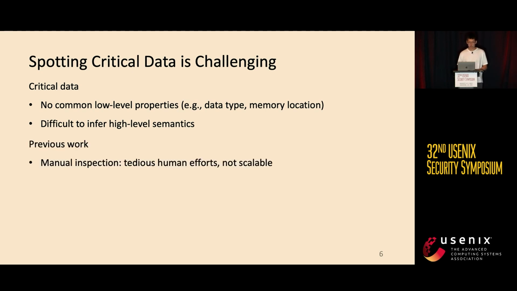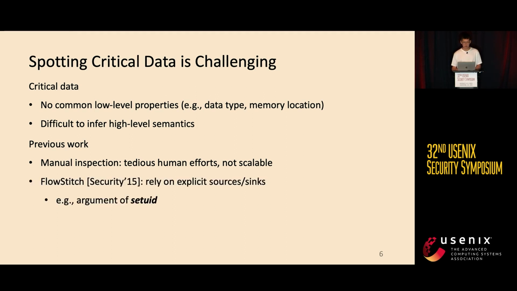In previous work, researchers tried to manually inspect code to identify critical data, which requires large human effort and is not scalable. Flow stitch can only identify critical data with explicit sources or well-defined things, like Syscall arguments. And Clarity can only identify critical data related to error codes in the Linux kernel.